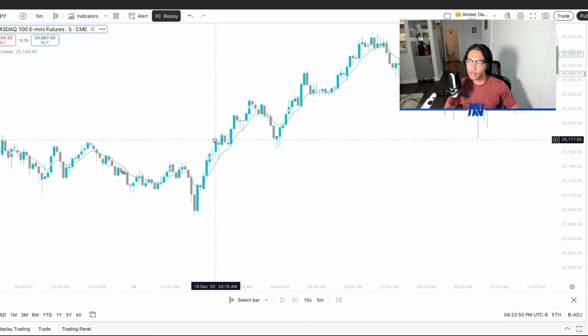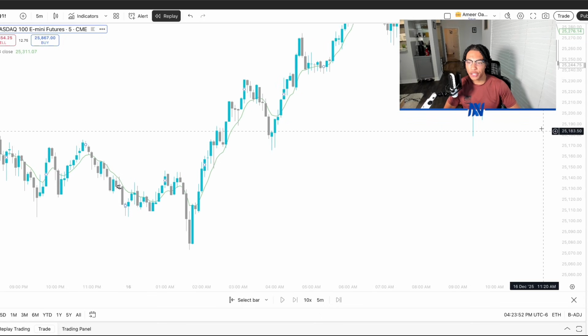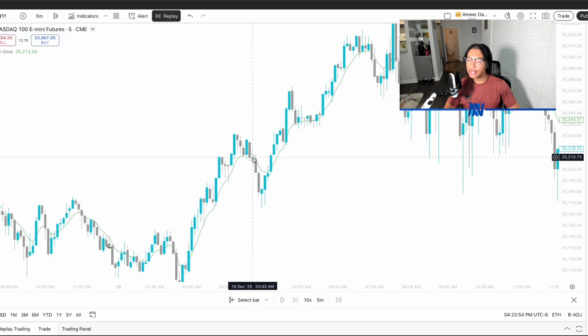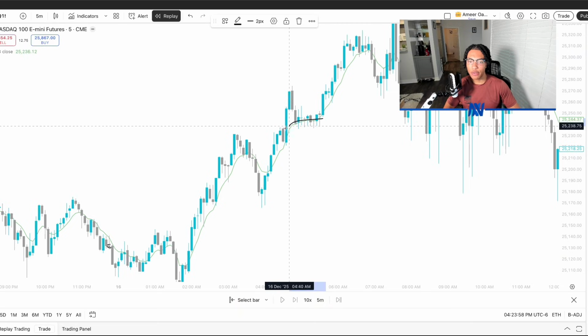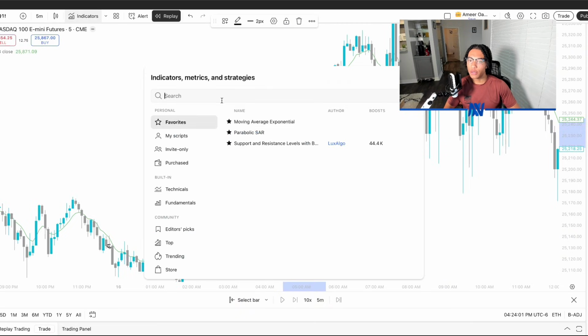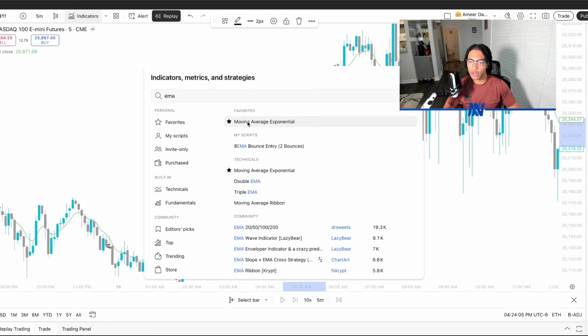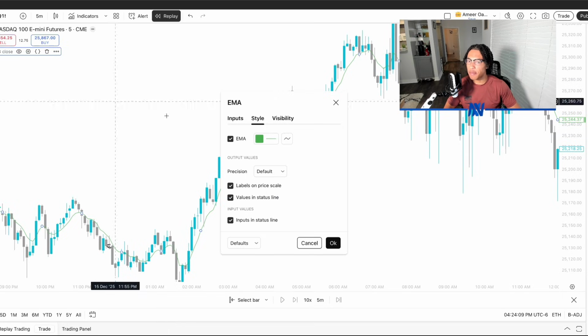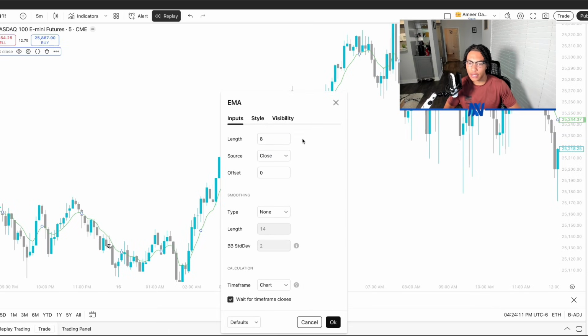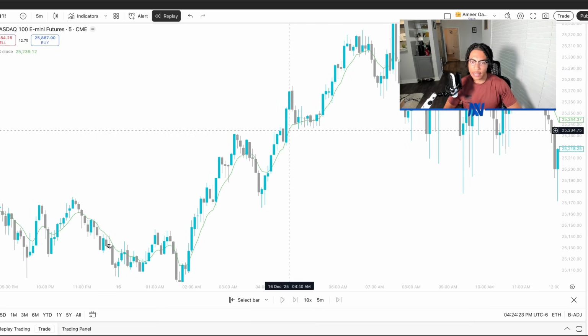Now, the first thing I'm going to be showing you is called the 8 EMA trend continuation model, or the 8TCM for short. All you're using is an 8-length exponential moving average, which is right here. All you do is go to indicators, type in EMA, and then click on moving average exponential, and then simply go to the EMA, make sure that the input is set to 8 for the length, and close for the source. And then that's all you need. You don't need any other indicators for this specifically. So that is that 8 TCM.